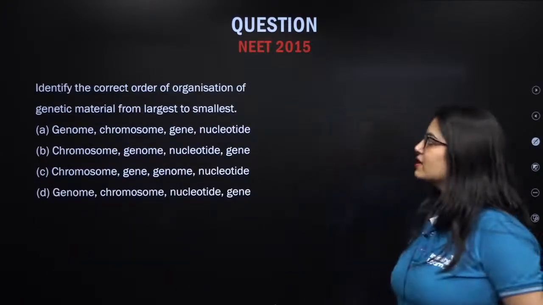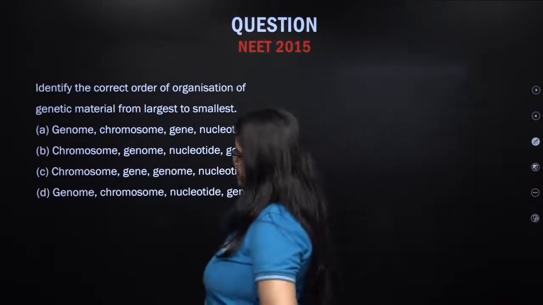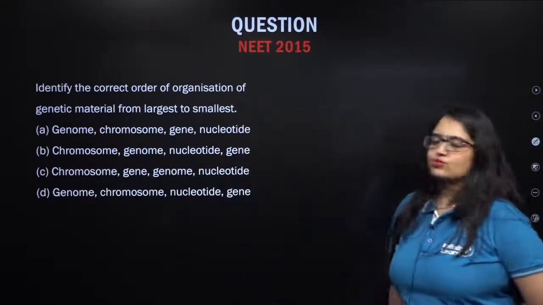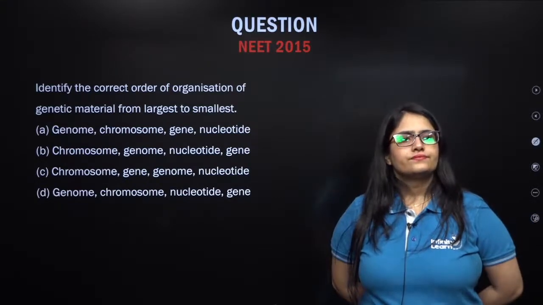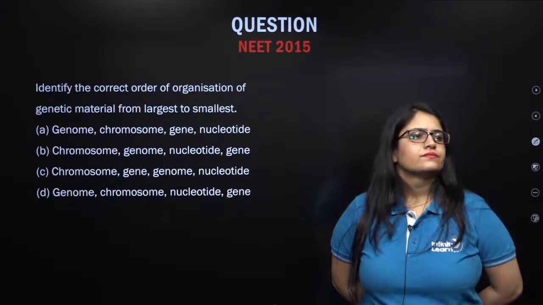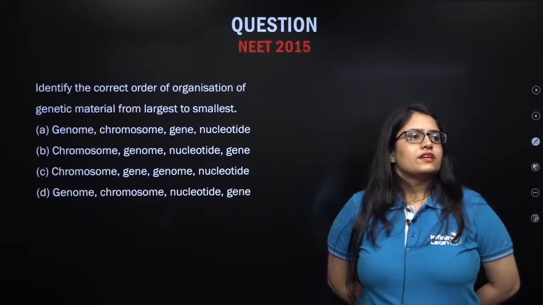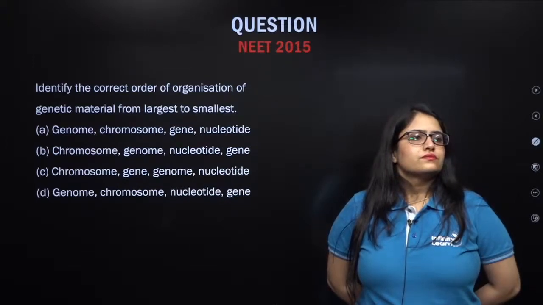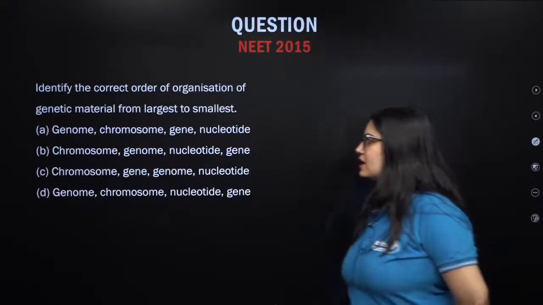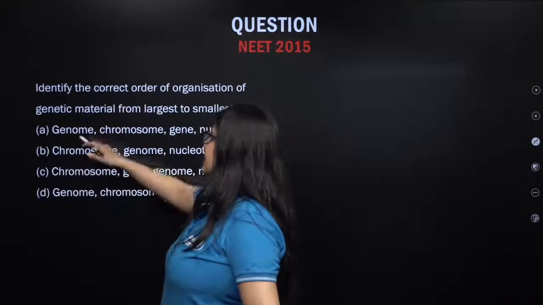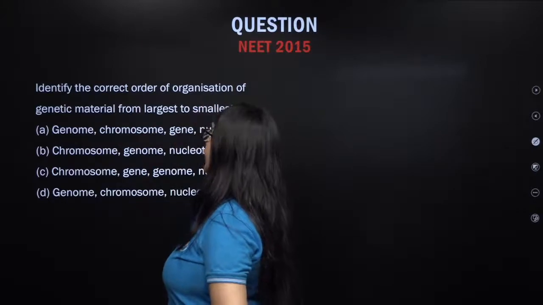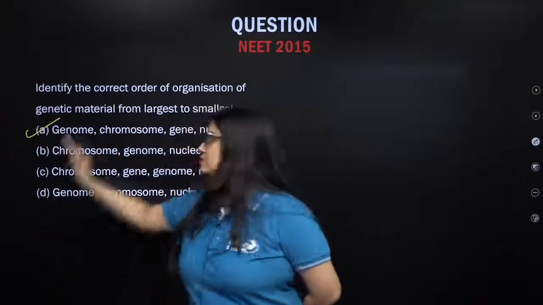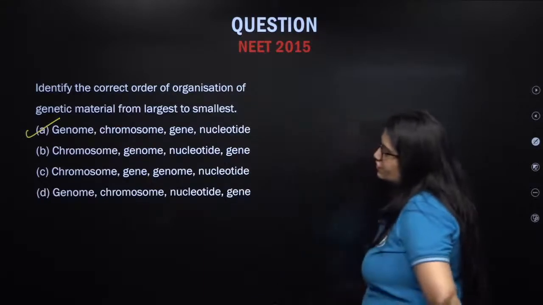Next. Identify the correct order of organization of genetic material from largest to smallest. Any guesses on this? Nikhil, Ruxana, Karthik, Savita. Yeah, that's absolutely correct. The largest one is the genome, right? Made up of chromosome, a haploid set of chromosome. Chromosome will have genes and genes will be made up of nucleotides. Simple. Largest, smallest.